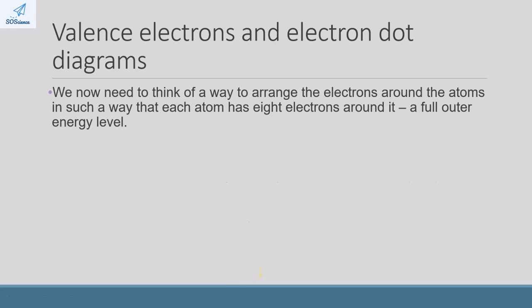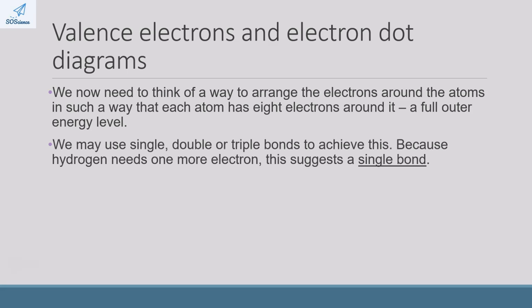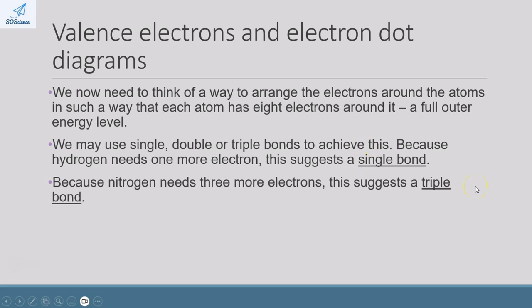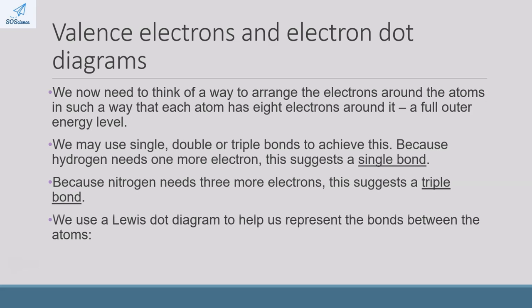So we need to think of a way to arrange the electrons around the atom so that each atom has 8 electrons around it, so that it has a full outer energy level, except for hydrogen, which needs 2. And remember that we can use single or double or triple bonds. So again, because hydrogen only needs 1 more electron, this suggests a single bond. Because nitrogen needs 3 more electrons, this suggests a triple bond.